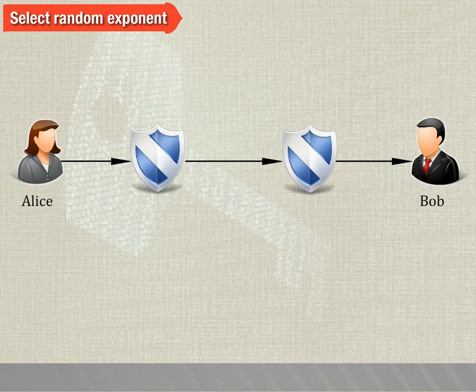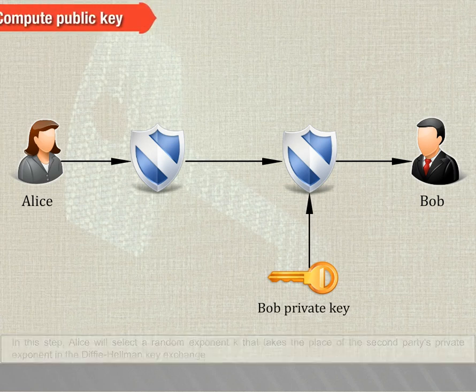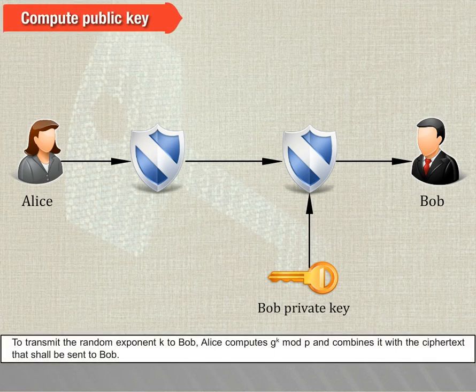In this step, Alice will select a random exponent k that takes the place of the second party's private exponent in the Diffie-Hellman key exchange. Compute public key. To transmit the random exponent k to Bob, Alice computes G^k mod p and combines it with a ciphertext that shall be sent to Bob.